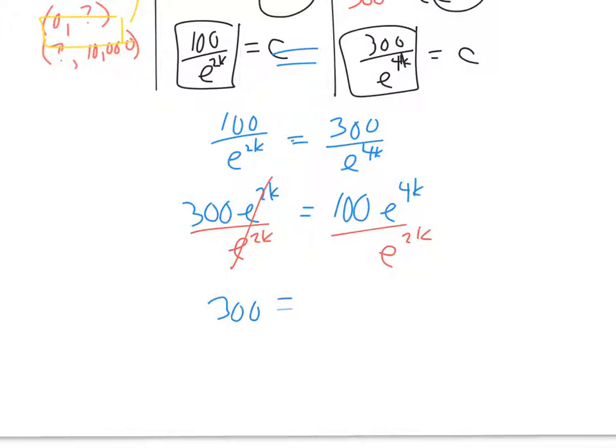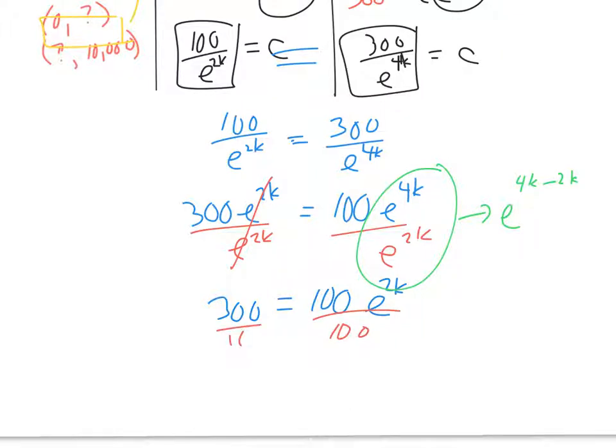So 300 is going to be equal to 100 e to the 4k over e to the 2k, which I'm going to write as e to the 4k minus 2k. I'm remembering my exponent property: when I'm dividing two terms with the same base, I can subtract their exponents. So that's giving me e to the 2k. And then I'm going to go ahead and divide by the 100 to isolate my exponent. And this is going to start to look better. So 3 is equal to e to the 2k.